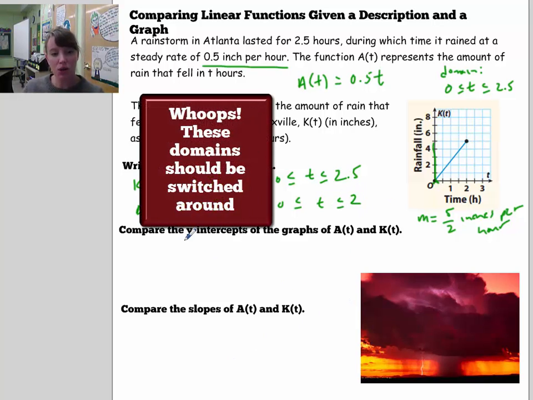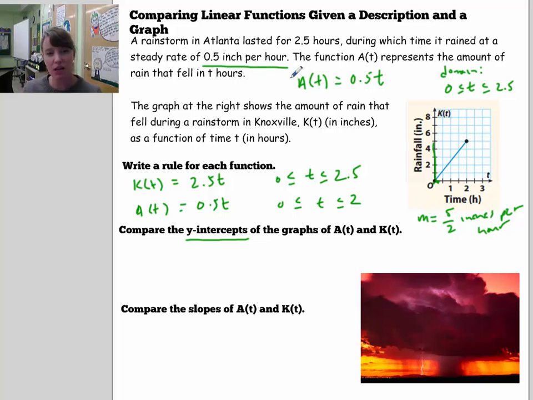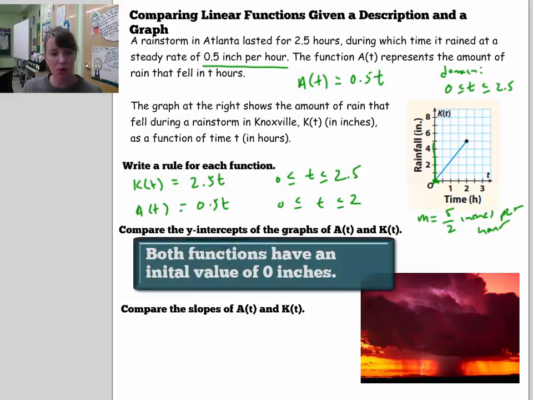Okay, so compare the y-intercepts. They actually both have a y-intercept of 0. Okay, because it didn't say that there was any rainfall initially in the Atlanta rainstorm, and the Knoxville storm shows that the y-intercept, it goes right through the origin. Okay, so they both are 0.